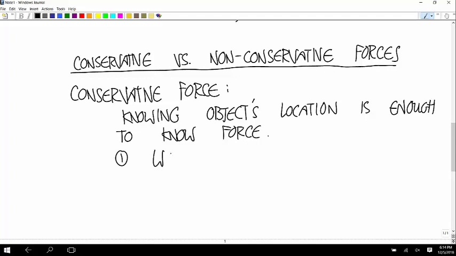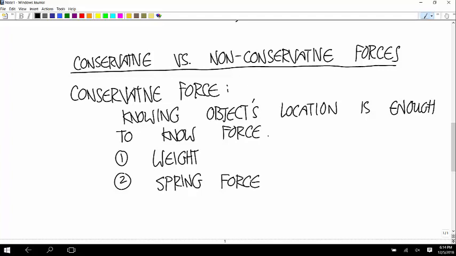Exactly. So there's the weight force, and whether something's a conservative force or not is determined by whether its location is enough to specify the force. Weight, you don't even have to know the location. You just know that the force is mg down no matter where it is. Spring force is one we haven't thought about yet.